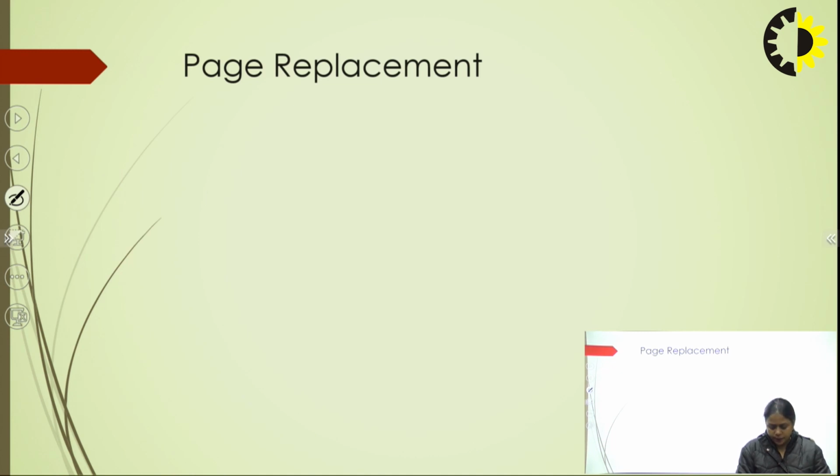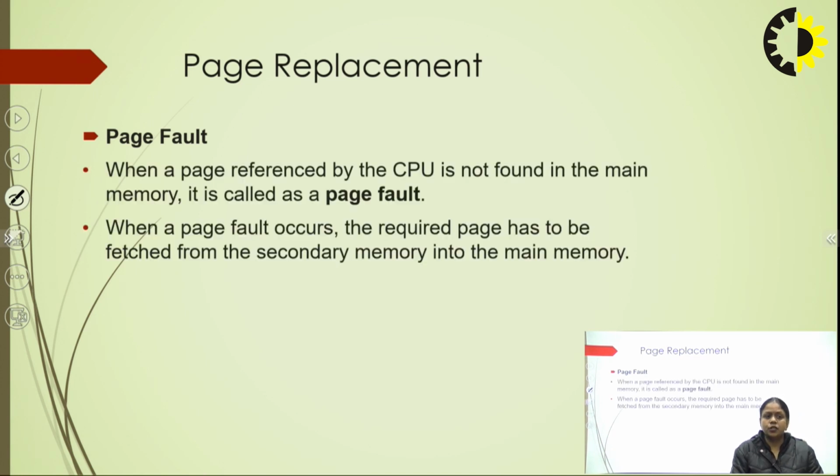So to understand page replacement, we should understand the meaning of page fault here. What is a page fault? When a page referenced by the CPU is not found in the main memory, it is called a page fault. When a page fault occurs, the required page has to be fetched from the secondary memory into main memory. Okay, when the page which is required by the CPU is not available, then it is known as a page fault. When a page fault happens, then the required page will be transferred from the secondary memory to the main memory.